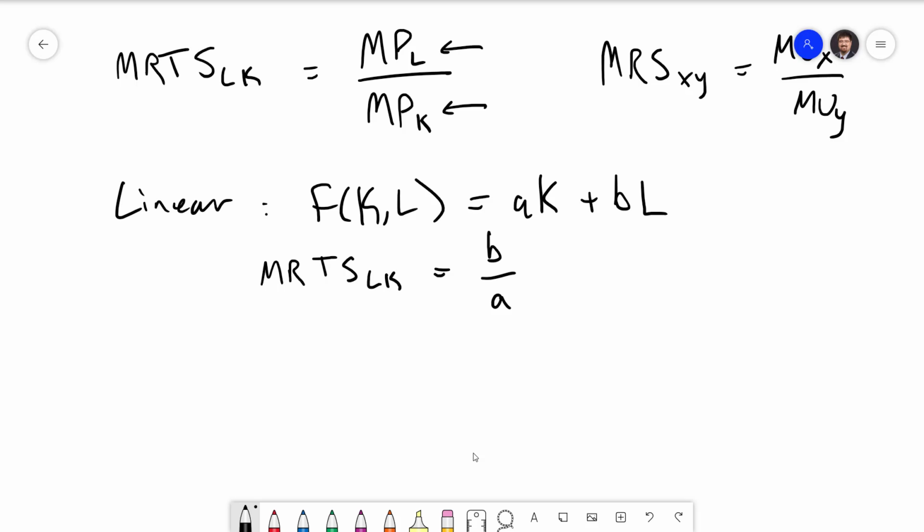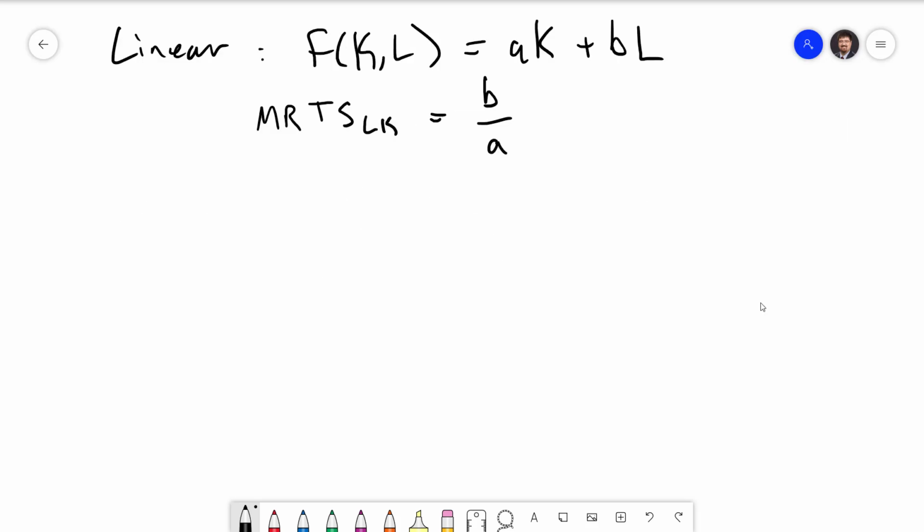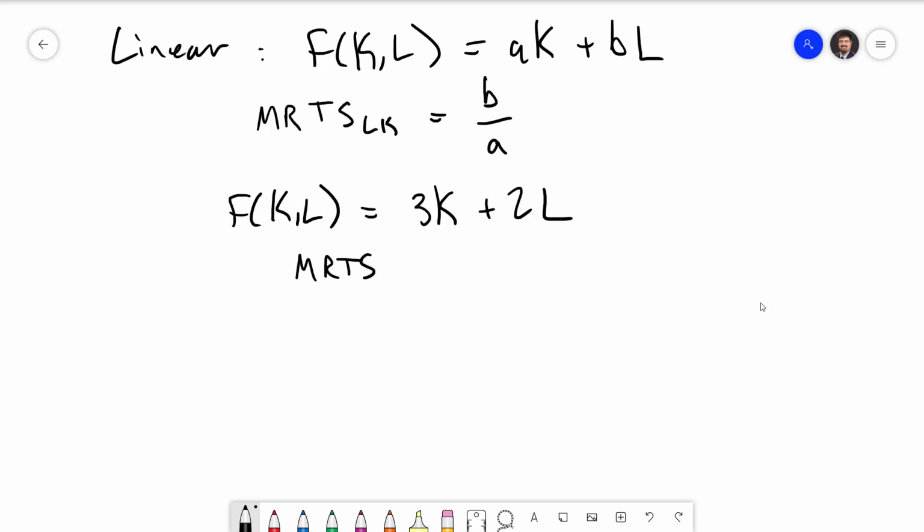Since b over a are just constants, that means the MRTS is also going to be a constant. This also means that the isoquants for the linear production function are going to be straight lines. The slope is going to be the same regardless of the current level of K and L. Let's return to our example production function, which was f(k, l) = 3k + 2l. This means the MRTS is going to be 2 over 3.